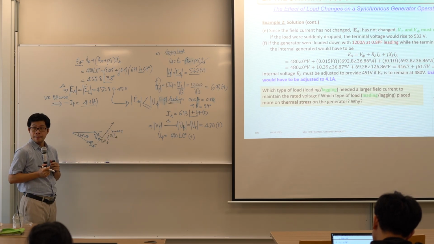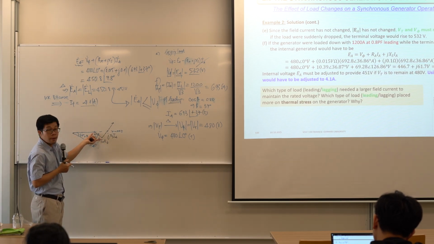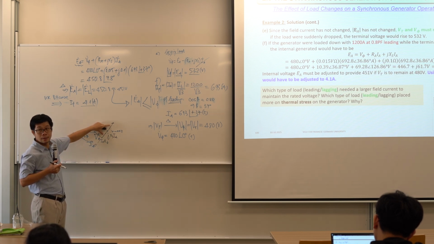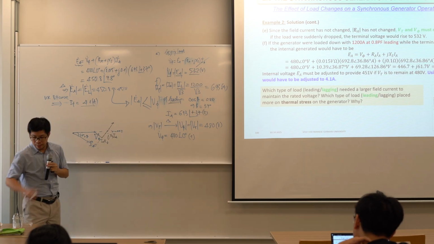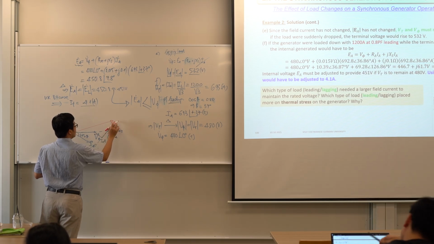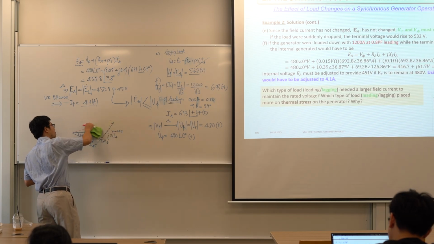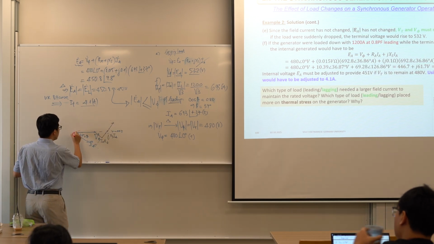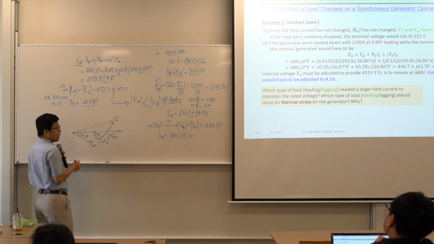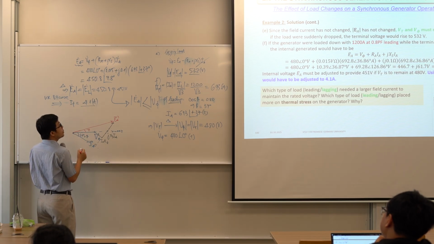Do you agree with me? Why? Because RA is 0.015, so the segment is smaller, and XS is 0.1, so the segment is bigger than this one. So we can get delta, and the phase angle here is 7.8 degrees.